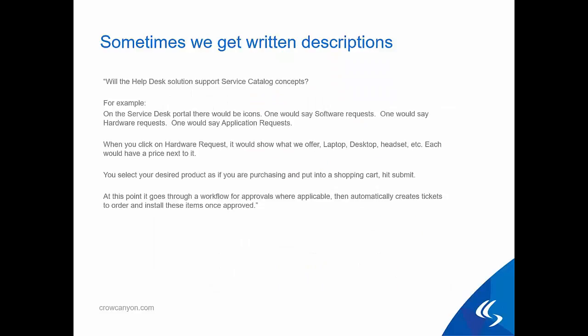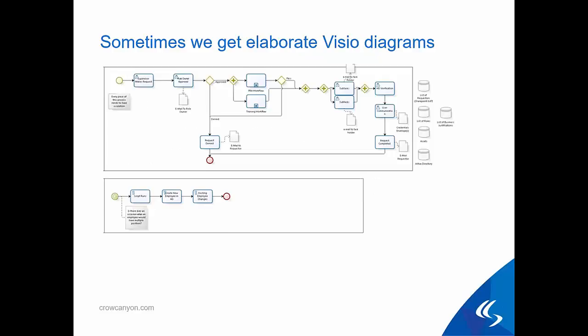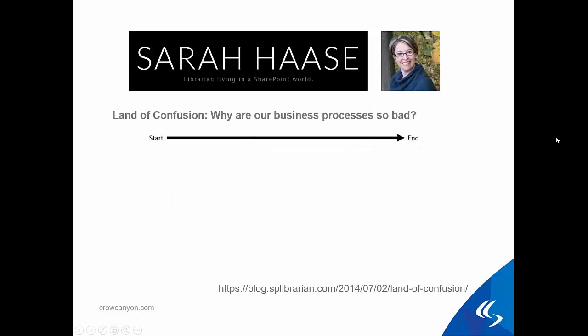Here at Crow Canyon, we encounter many organizations, and they communicate with us that they want to get something done. They want to automate a business process. Sometimes we get written descriptions. Sometimes we get elaborate video documents and diagrams. The pluses here, for example, would branch off into other areas. So there's a lot of complexity to some of these.